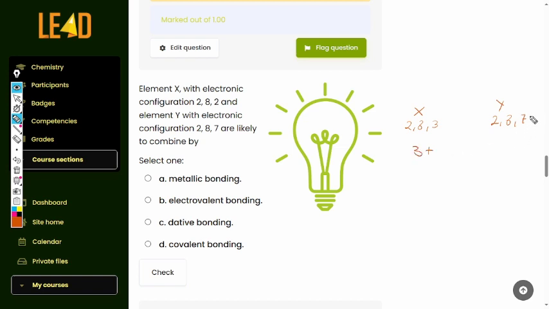Now Y here has 7 electrons outside, so this is a group 7 element, and that's a halogen. A halogen accepts 1 electron to become stable, so you're going to have -1 here. So notice that what we have here are ions: a positive ion and a negative ion. So when they combine together, we're going to get an ionic compound, or ionic bonding, or electrovalent bonding, because what are bonding here are ions. So the answer here would be B, electrovalent bonding.